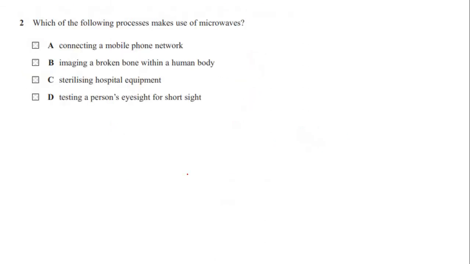Question number 2: which of the following processes makes use of microwaves? Okay, so in which process do we use microwaves? Connecting to a mobile phone network, indeed this must be our option, because in a mobile network, in cellular service, we use microwaves to communicate. So the option is A, but let's go through the rest of the options.